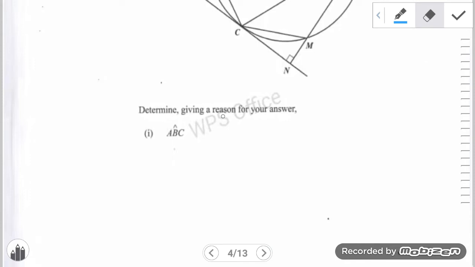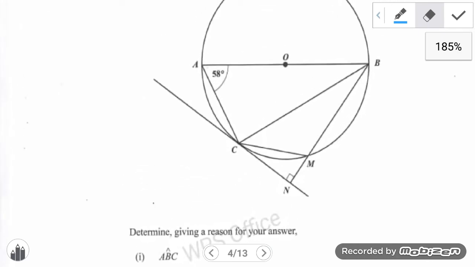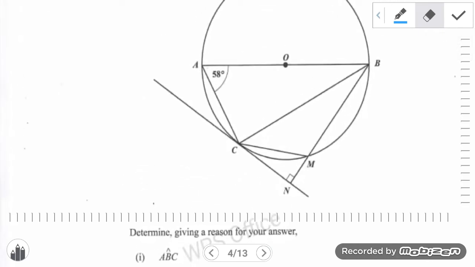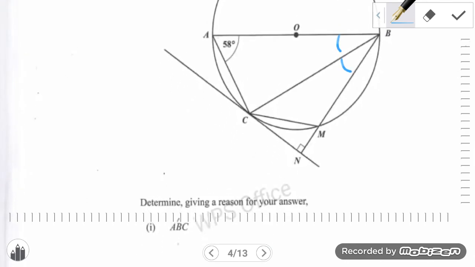So determine, giving a reason for your answer, angle ABC. See, they place the angle indicator above B to say that the angle is located at B. Now guys, there are several angles at B here. There's an angle here at B, there's one here at B, and there's none on the outside. So there are two angles at B. So which one are we finding? Let's touch the letter C where it gets cut off.